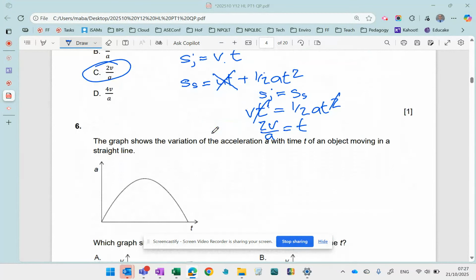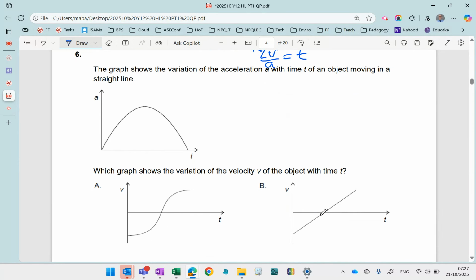Right. So question 6. Okay, this gives us the acceleration time graph, and it's asking us for the velocity time graph. So how are we going to go from an acceleration time graph to a velocity time graph? It's actually quite challenging to think about. It's much easier to think about going the other way.